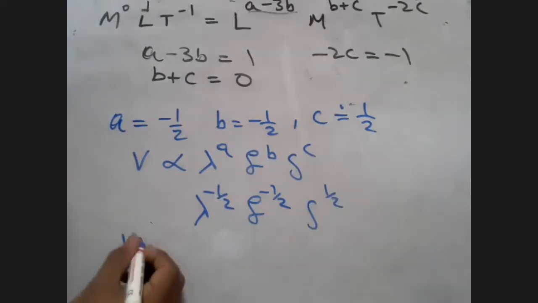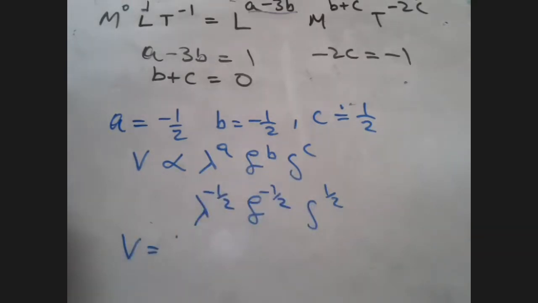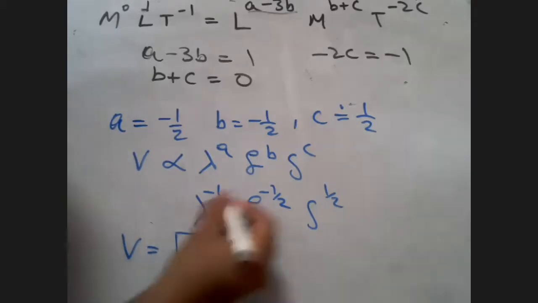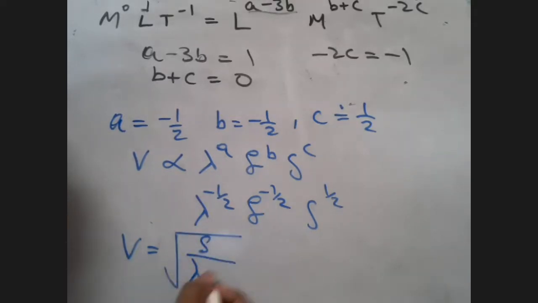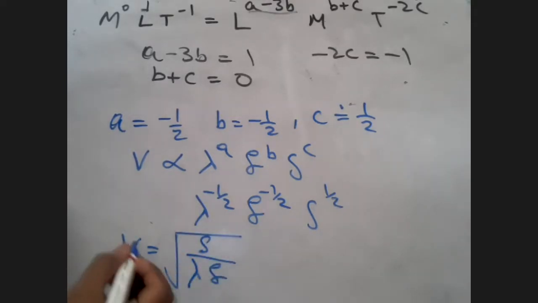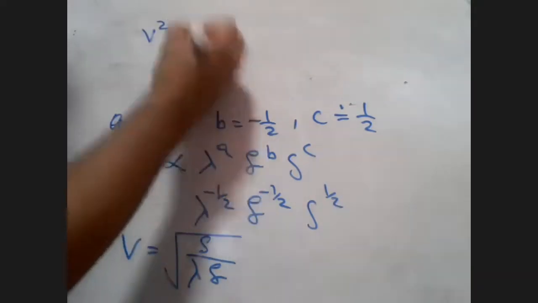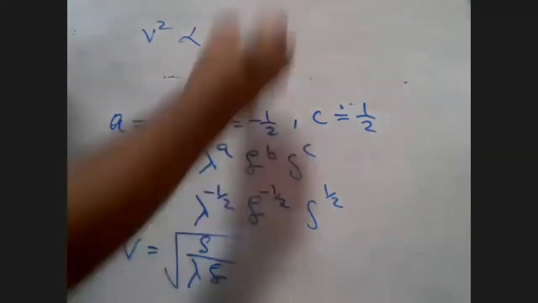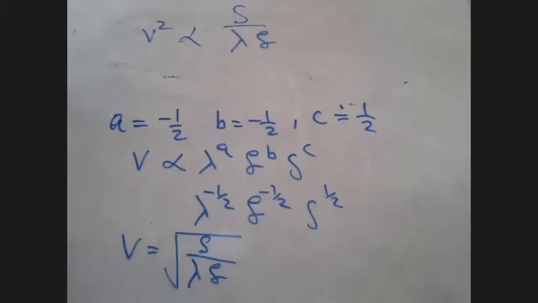So if I solve this here, you can see that it is going to be under root, because raised to half is under root, of course, and you can see here surface tension is on top upon lambda into density. This is what we will get. You take the square of this, we get the basic equation which we are trying to prove, that V square is proportional to S upon lambda times density. Isn't this what we had to prove?